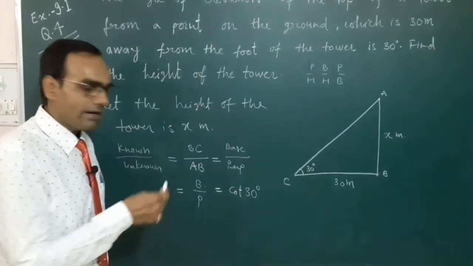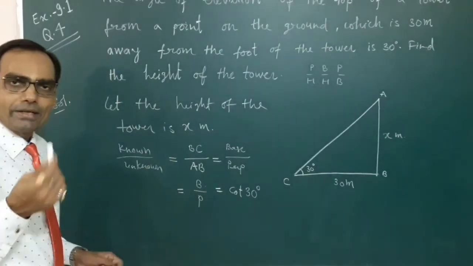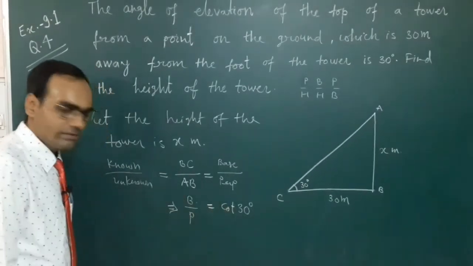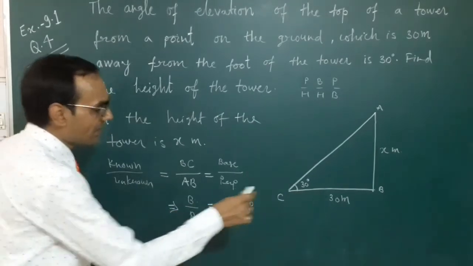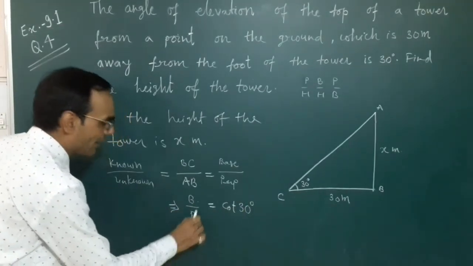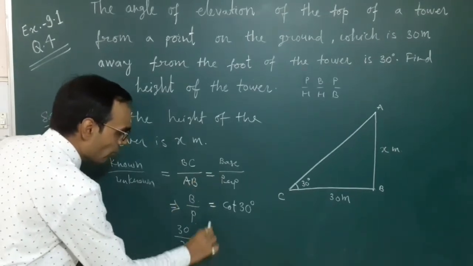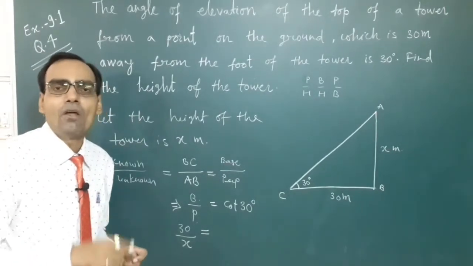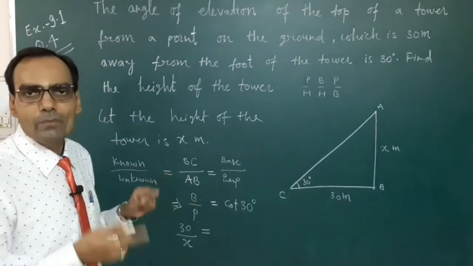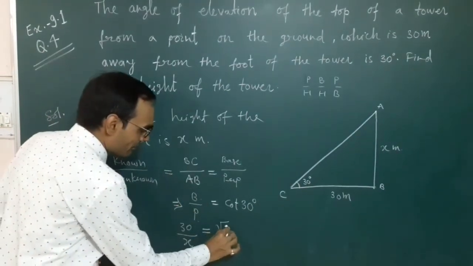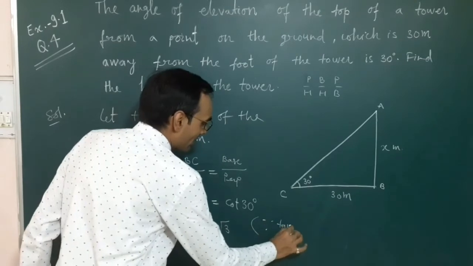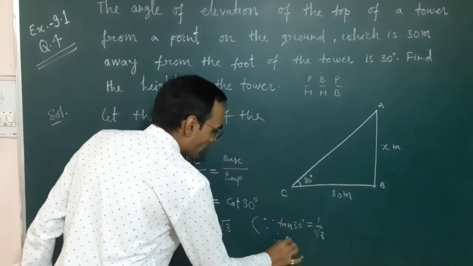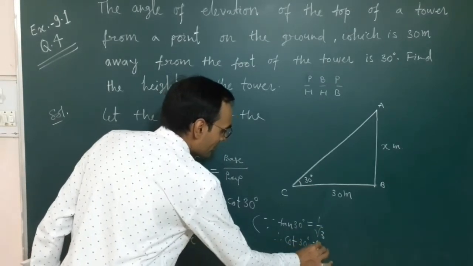And the value of cot 30 degree we will find by using the trigonometrical table. So now this is the equation, and putting the values, our base is 30 meter and the perpendicular is unknown, that is x, equal to cot 30. By the trigonometrical table the value of tan 30 is 1 by root 3. So we will take the reciprocal of tan 30, that is root 3, because tan 30 degree is 1 by root 3. Therefore the value of cot 30 degree is root 3.